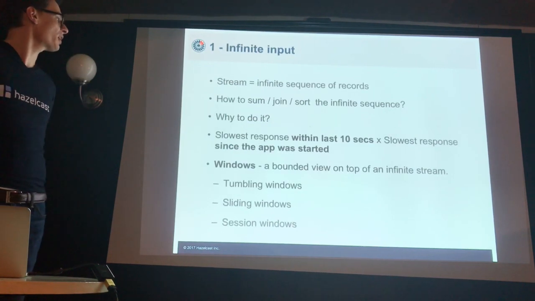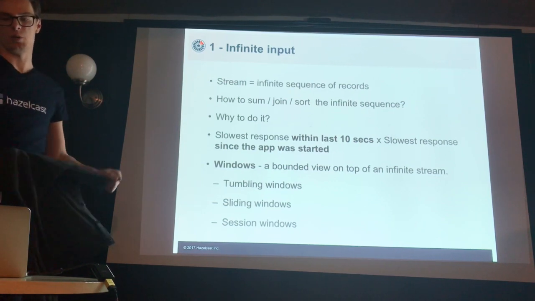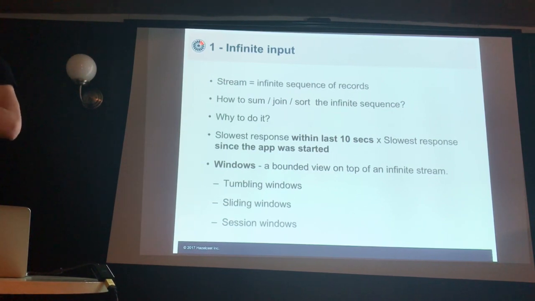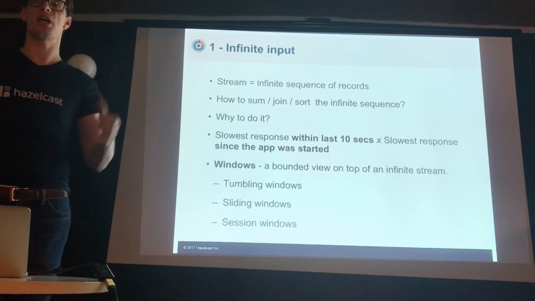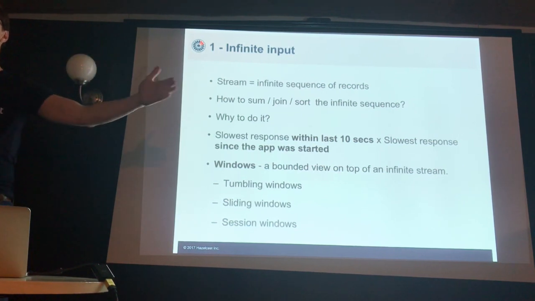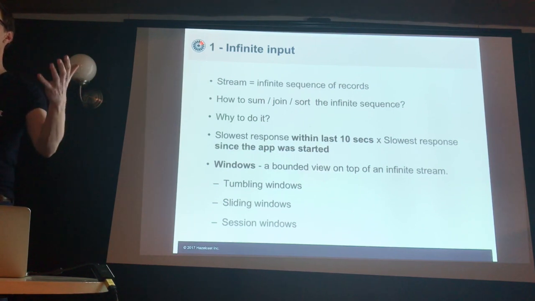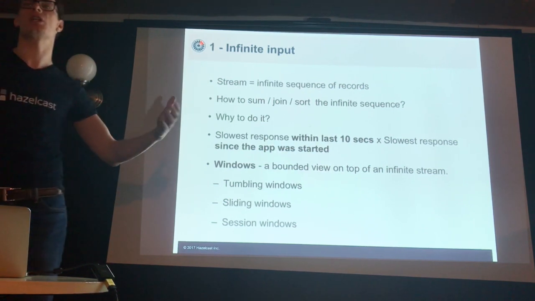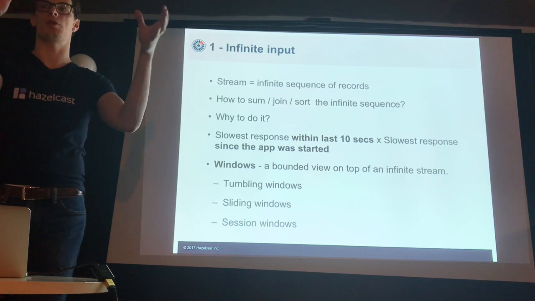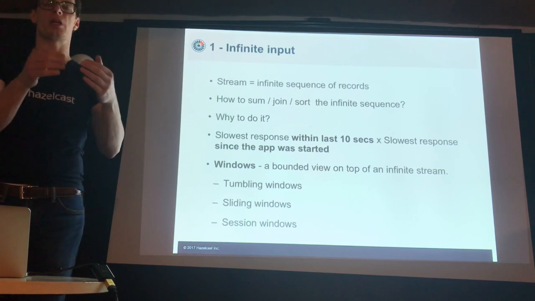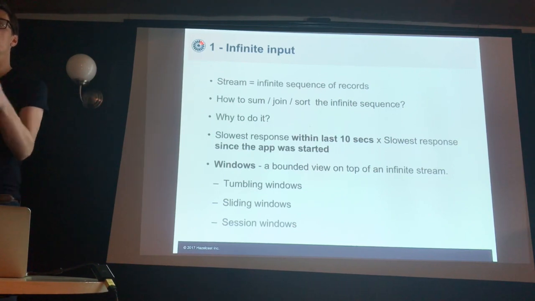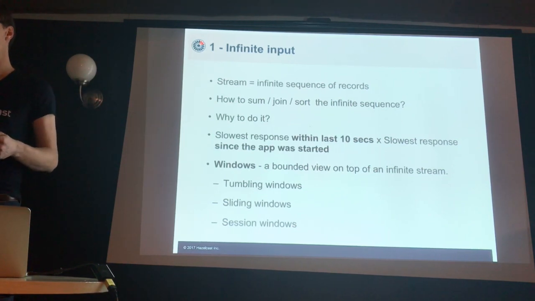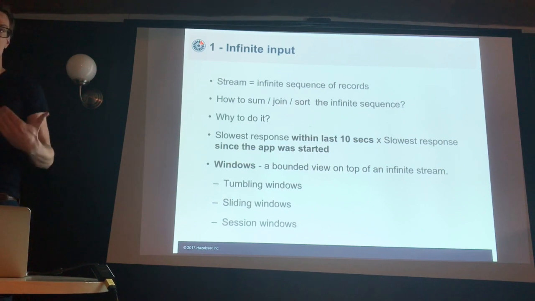The first one is the infinite input. With a batch system, you had a data set. For example, imagine a use case where your goal is to compute the number of items in some data set. With batch processing, that was fairly easy. The data set was bounded, it was finite. You start the processing, you read the whole data set, and as soon as you process it, that was the end of the data, and you can provide the result of your computation, that final count.